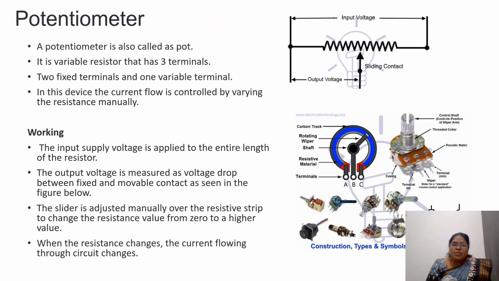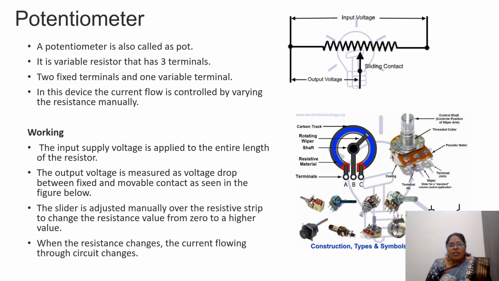So here there are two types of potentiometer. Potentiometer is also called a pot. It is nothing but a variable resistor. It has three terminals like this, three terminals. So two terminals are fixed already. One is fixed and another one is a mobile one. It's a variable one. Okay.